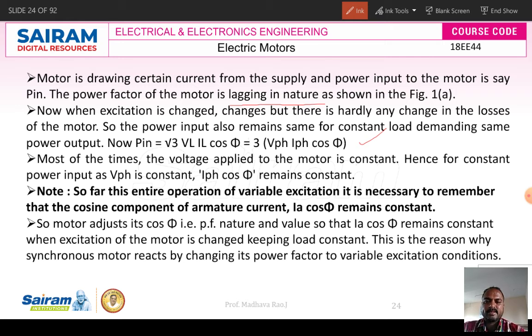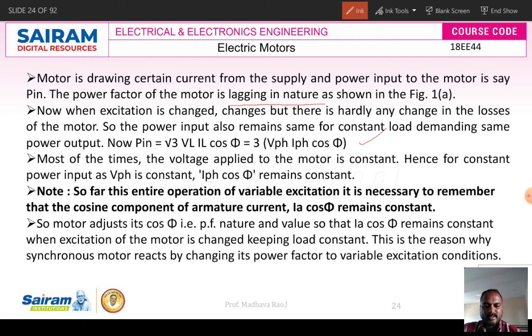Most of the time for the synchronous motor, the applied voltage is constant, so we get constant input power to the motor. If the phase voltage VPH is constant, then IPH cos phi also remains constant. Here we have one important note for this entire operation of variable excitation. It is necessary to remember that the cosine component of armature current, Ia cos phi, remains constant. The motor adjusts its power factor, in nature and value, so that Ia cos phi remains constant.